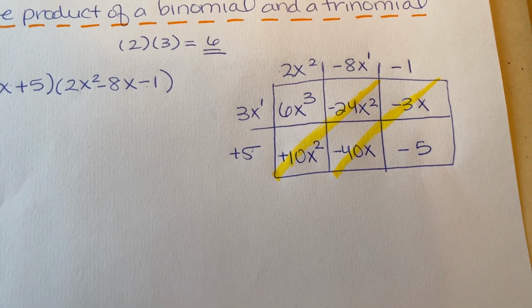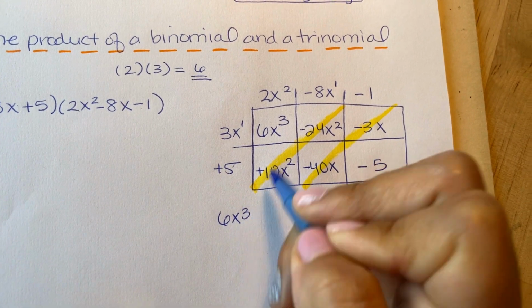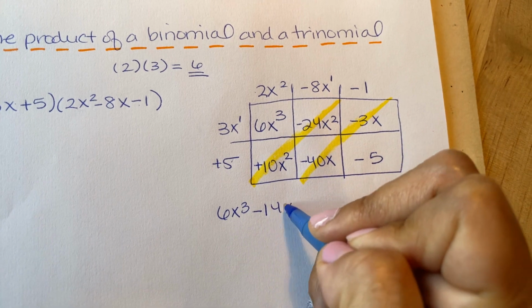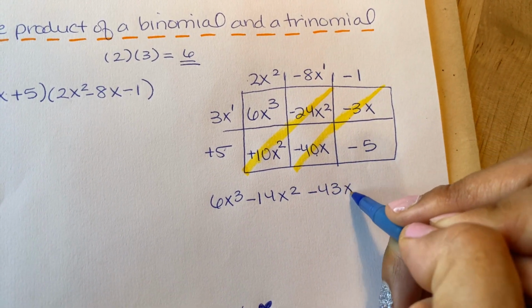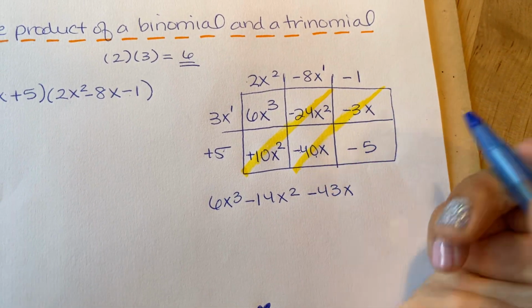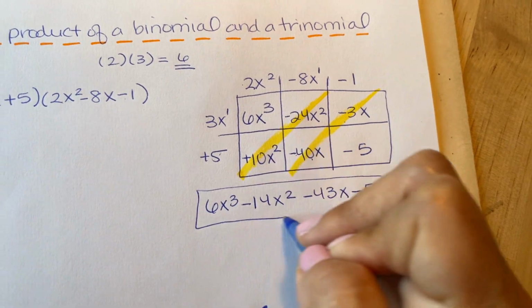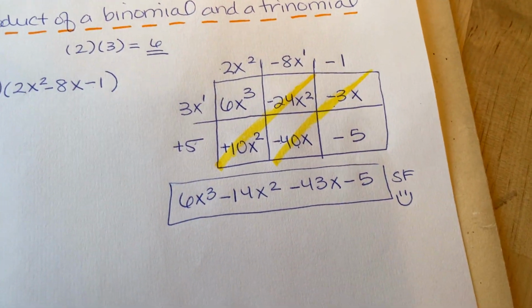Okay, so now if I go ahead and combine those like terms, 6x cubed, right, because that's a loner. Okay, what's negative 24 plus 10? Negative 14x squared. Negative 40 minus 3 is negative 43x, right? If they have the same sign, add and keep the sign. Minus 5, and there is my standard form. So if you prefer this method, perfect.